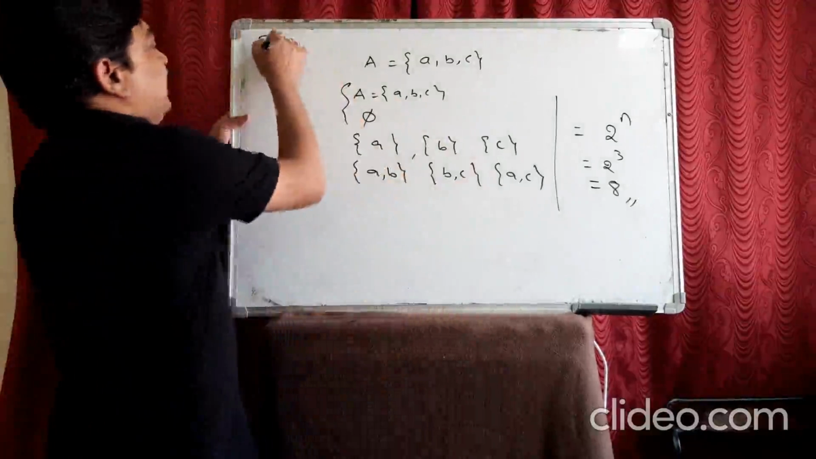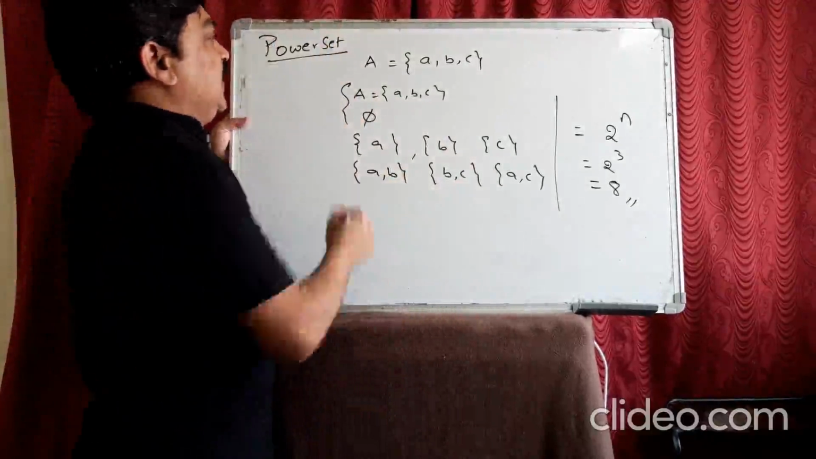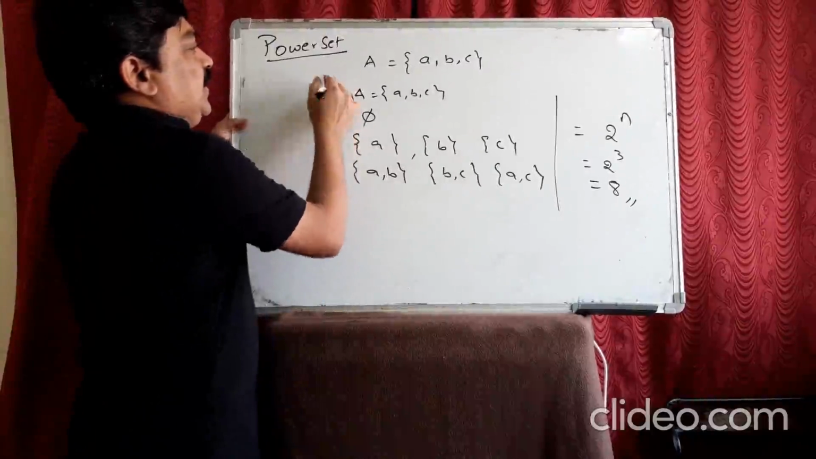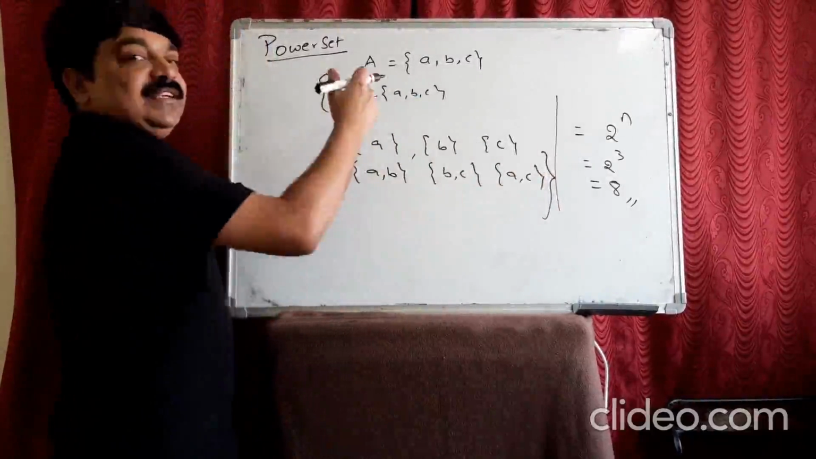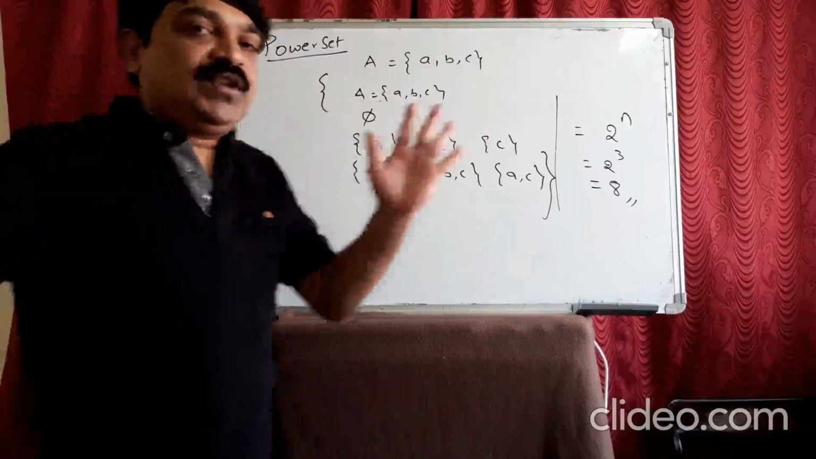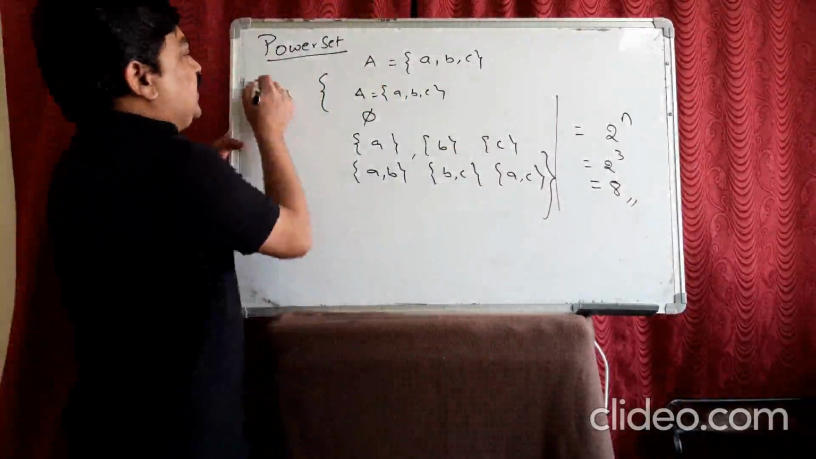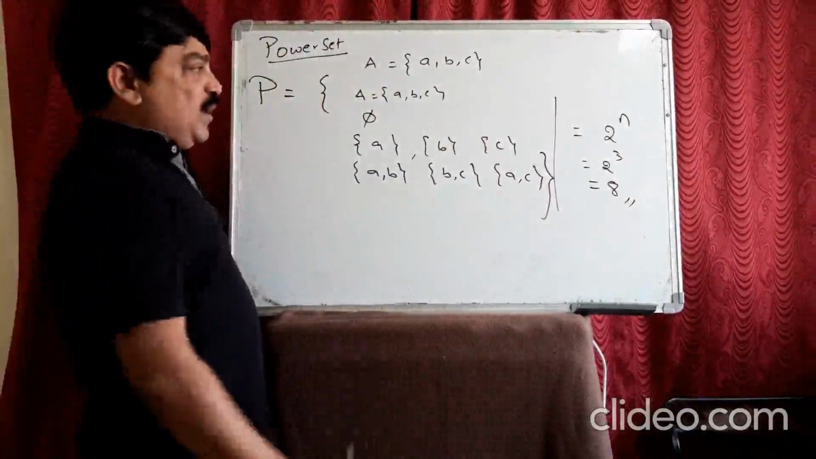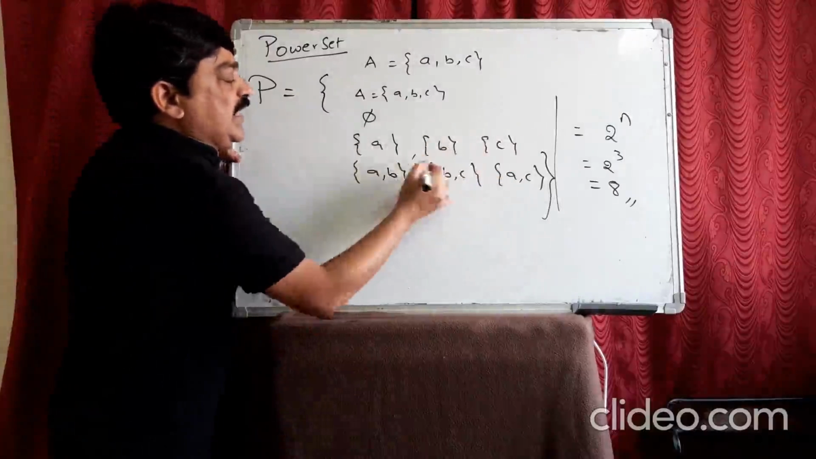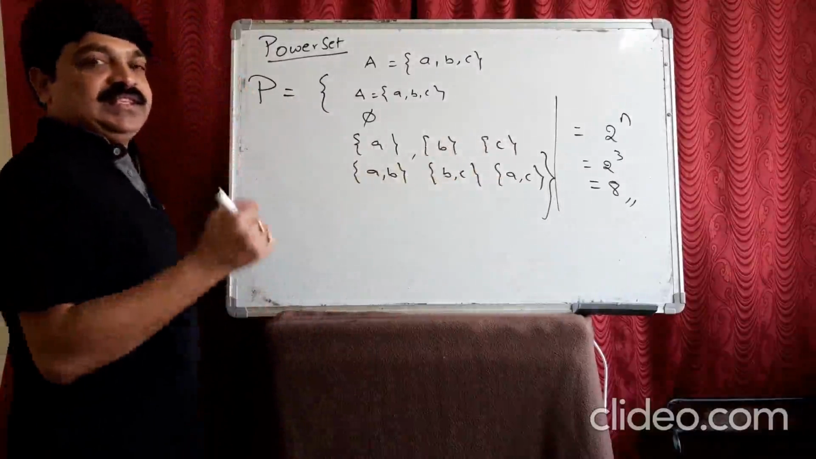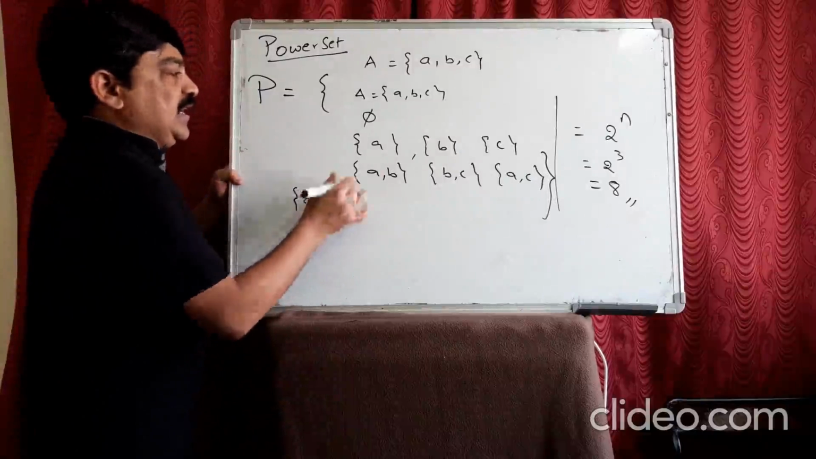Now, the next definition is power set. Power set is the set of all subsets. If you make a set with all the subsets, then it is called a power set. Let us denote it with P. P is a power set. These things should be taken as elements. That means this is an element of P.